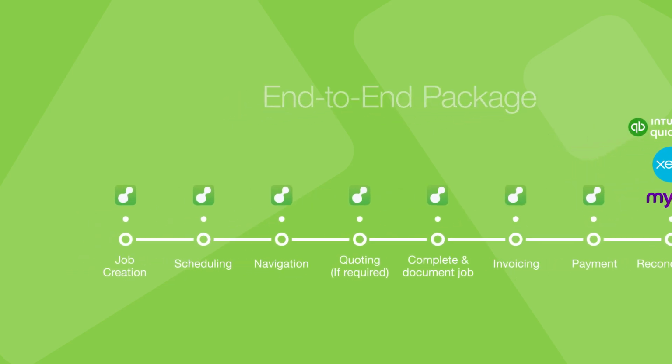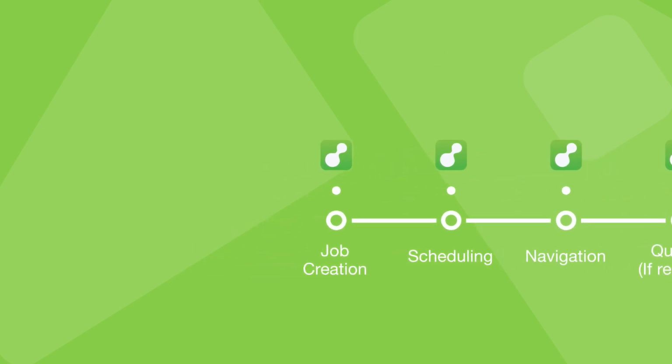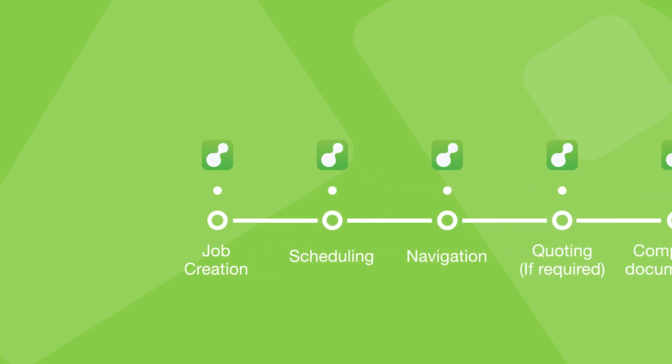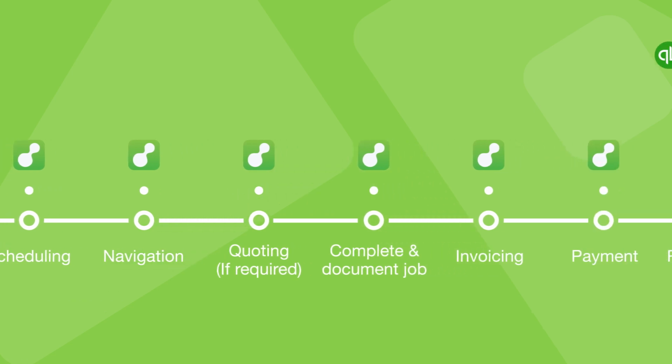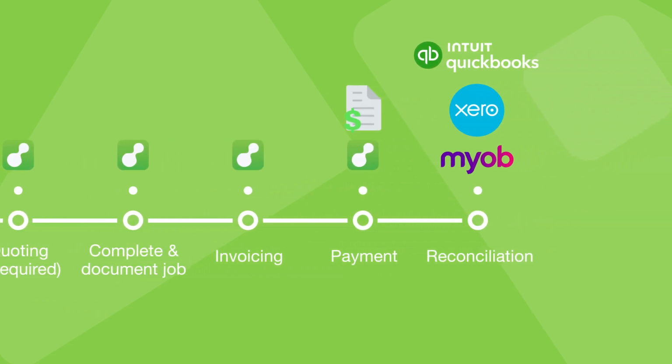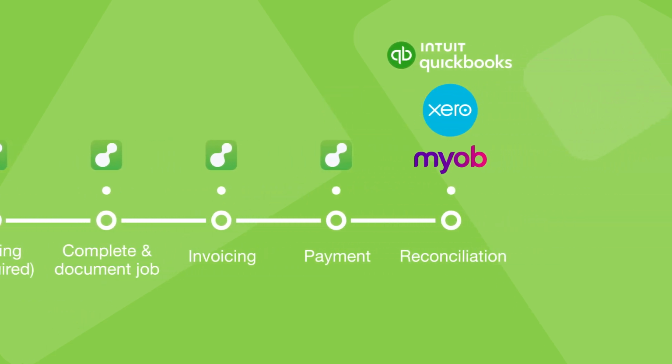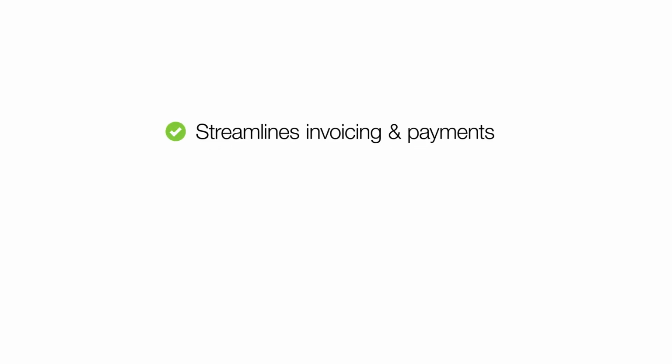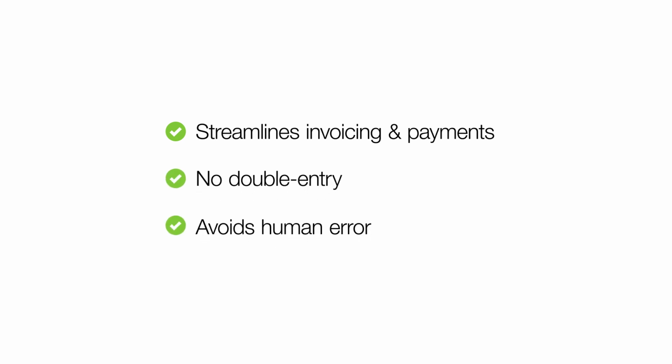Job and client details are entered once in ServiceM8, where you manage the job from start to finish. When the job's complete and paid, you can then raise the invoice in your accounting package for easy reconciliation. It's a connection which streamlines your invoicing and reconciliation workflow, eliminates double entry, and avoids mistakes.